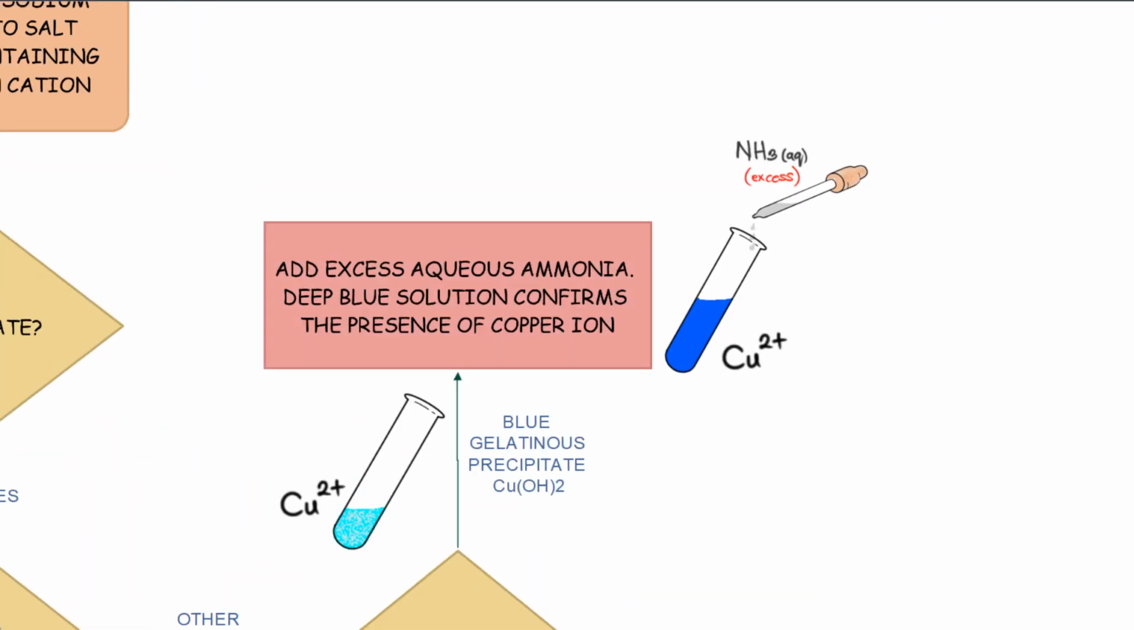The first one is that if you have a blue gelatinous precipitate with drops of sodium hydroxide, that is indicating that we have copper ion present in the solution. And what do we do in that particular case to confirm if it is actually copper ion? We now add excess aqueous ammonia, that's ammonium hydroxide. If we add that in excess and what we are seeing is a deep blue solution, that automatically confirms that copper ion is present in the source solution that we are testing.